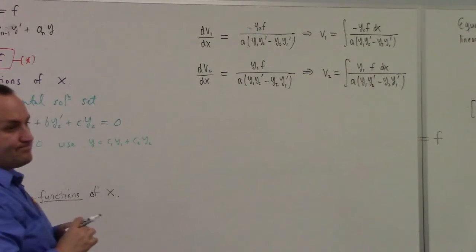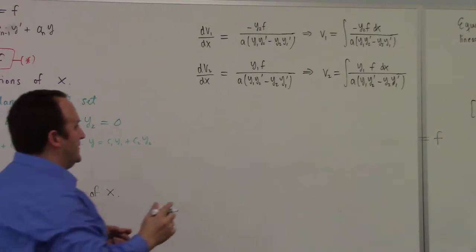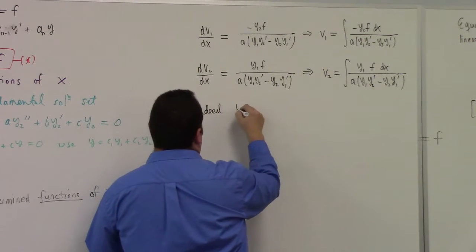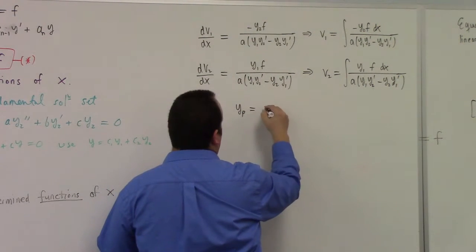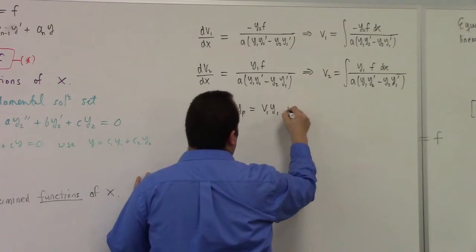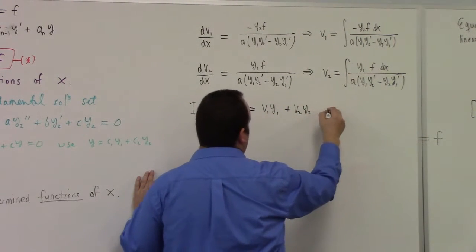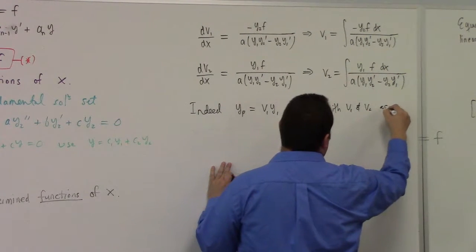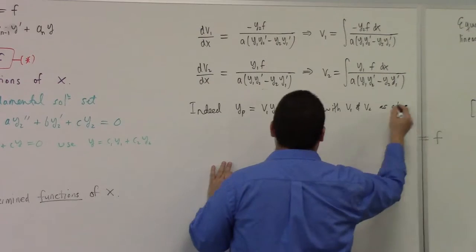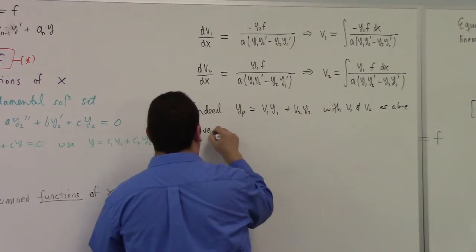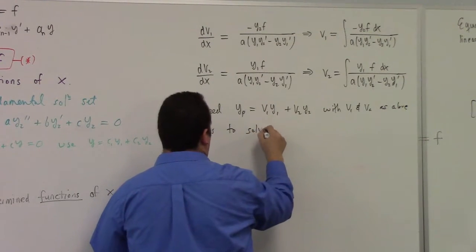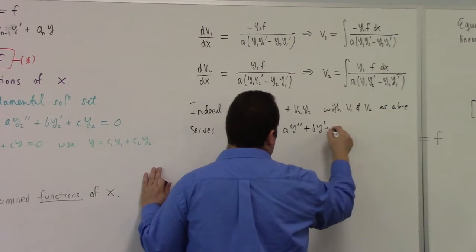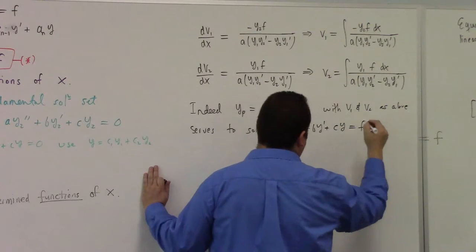So you integrate. And there we go. And then, indeed, yp equals v1 y1 plus v2 y2, with v1 and v2 as above, serves to solve a y prime prime plus b y prime plus c y equals f.